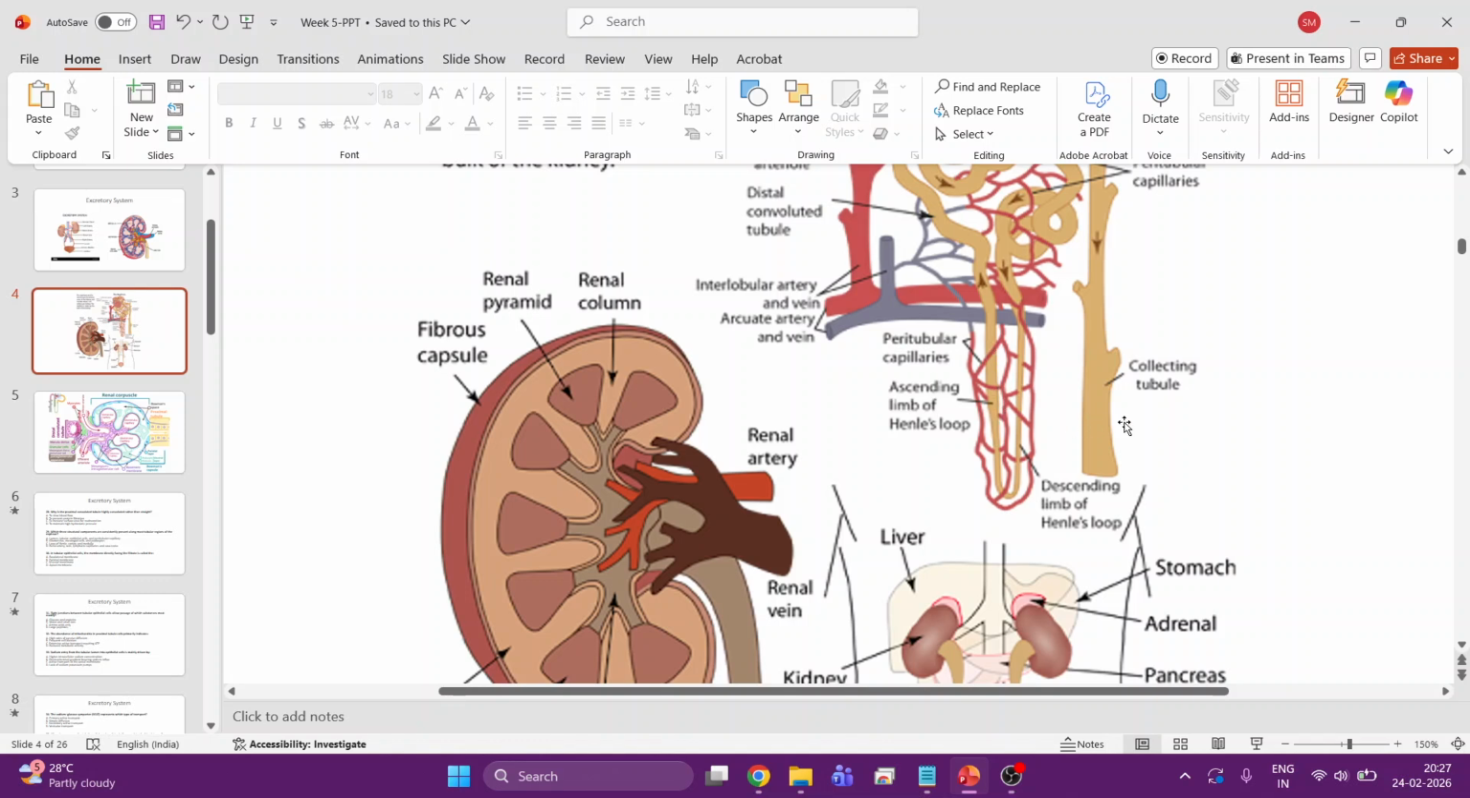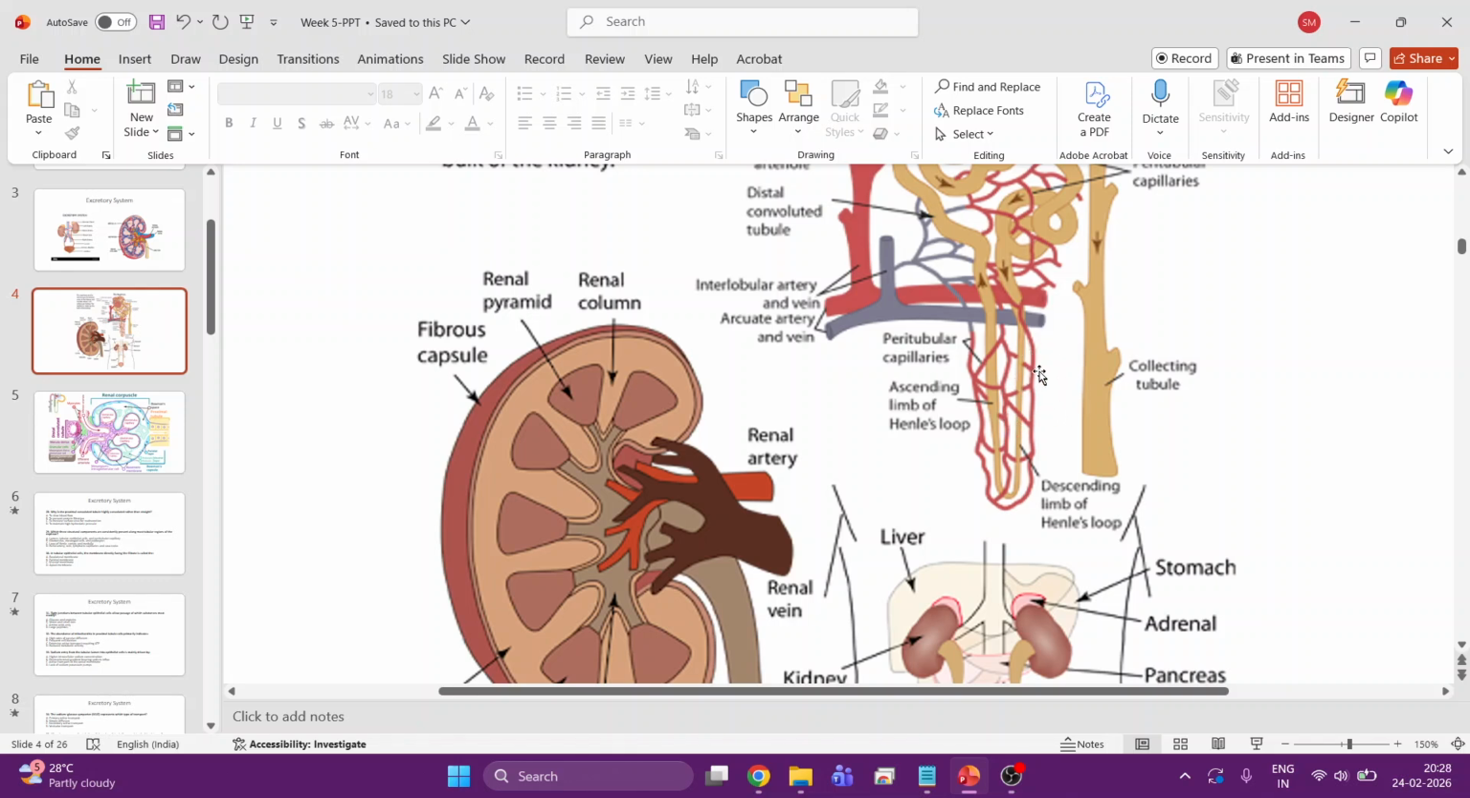So what is happening in these two limbs? Why is it that they're different from one another? It turns out that in the descending limb, you actually have a majority of the water reabsorption because it has lots of aquaporins. So two things are going to happen one after another. The thin descending limb has a lot of aquaporins that take up water from the filtrate. It's all about reabsorption of what is required. So in here, you have a lot of reabsorption of water.